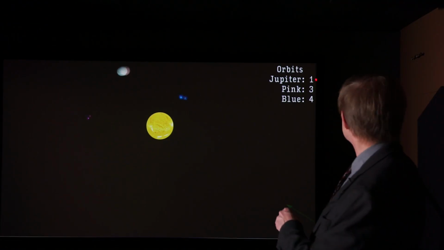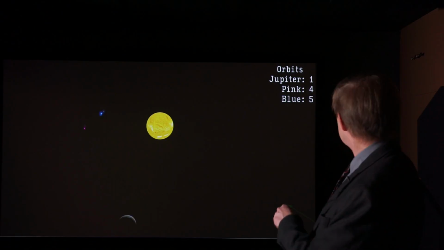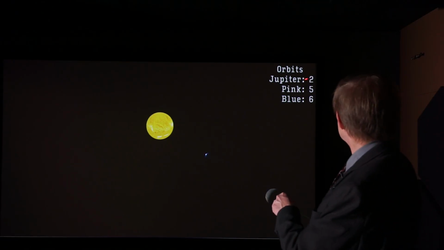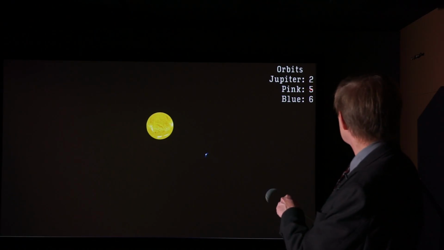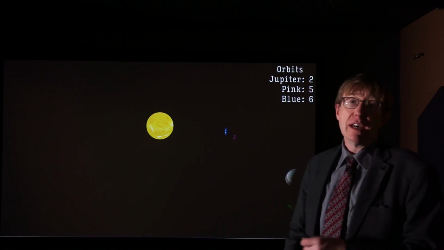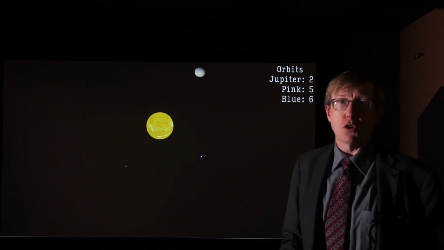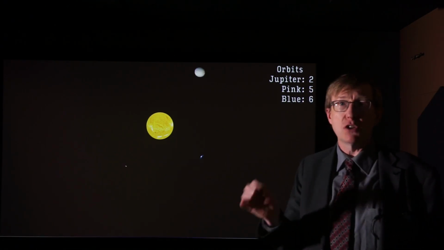Now we continue counting up as these numbers come up, and we're gonna find in a moment when Jupiter gets to its end that Jupiter has gone around twice, while Pink has gone around 5 times. So Jupiter and Pink are in a 5-to-2 orbital resonance. Now, if you just set asteroids orbiting, they're probably not going to be in an orbital resonance. It's only special times that you get into an orbital resonance.